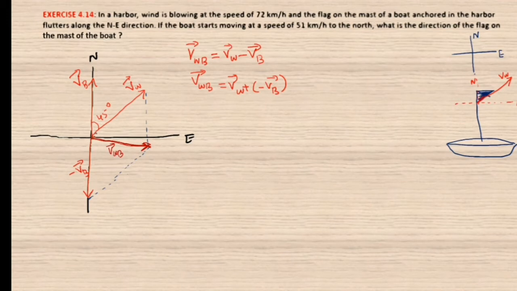The angle between VW and minus VB. You can see here this angle is 45 degree, right? So definitely this angle also becomes 45. So 45 plus 90, this is 90. 90 plus 45, that is equal to 135 degree, which is the angle between the VW vector and the minus VB vector.